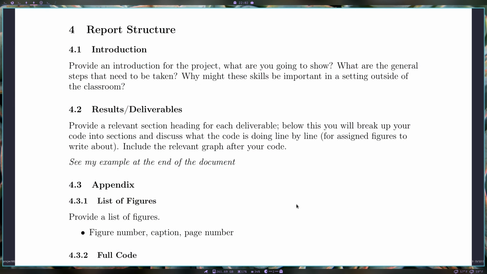Okay, so for the report structure, I actually have this laid out by section for how I want to see it. For the first section, we have the introduction. You can read through this and you should write your report like you're writing it for a classmate that's not in the class. They know some of these technical terms, but pretend that they're not taking this MATLAB class. You want to explain this at a level that they could understand.